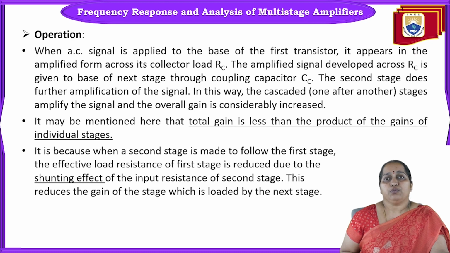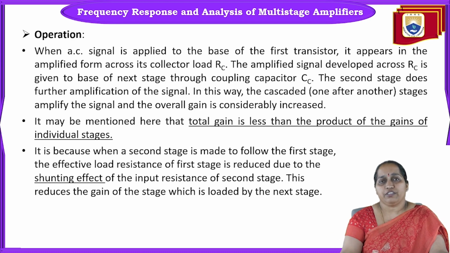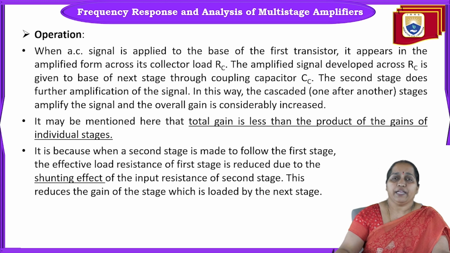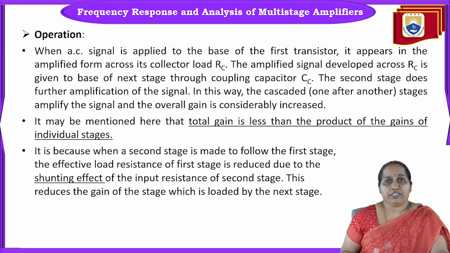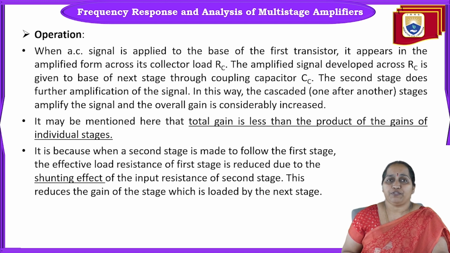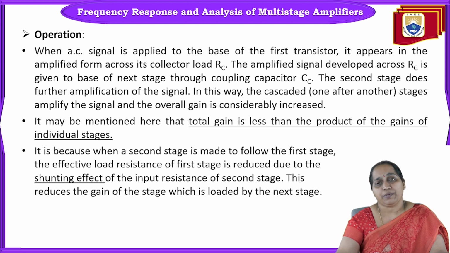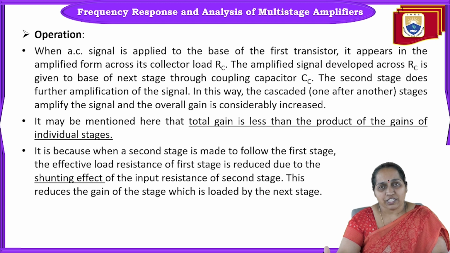The second stage gives further amplification. Now the thing to be noted is that the total gain is less than the product of the gains of the individual stages. In the ideal case, we expect that in a multi-stage amplifier the overall gain should be equal to the product of the individual gains. But in practice, this does not happen.